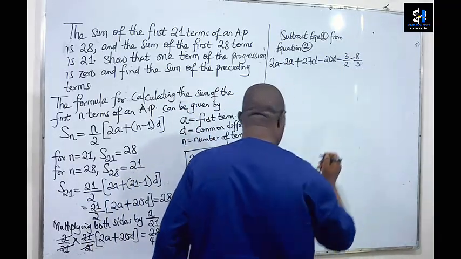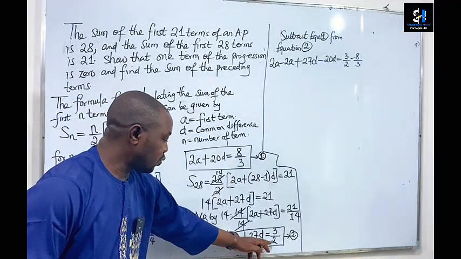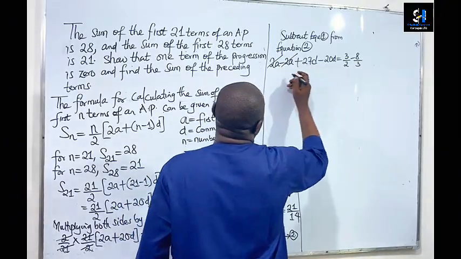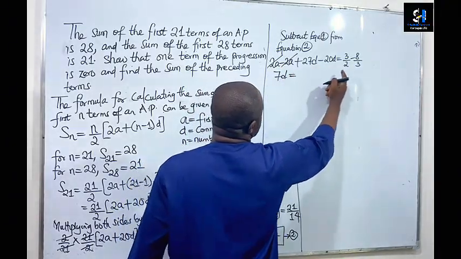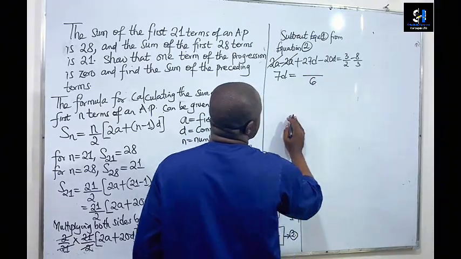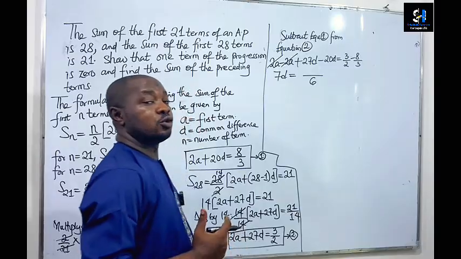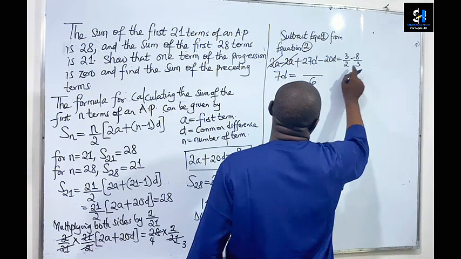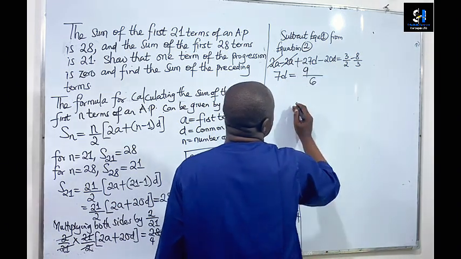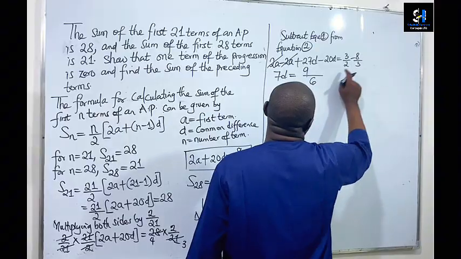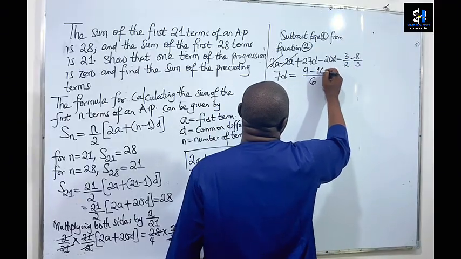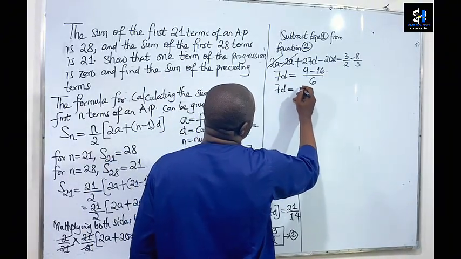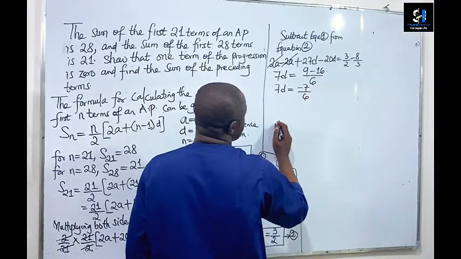minus 8 over 3. So 3 over 2 minus 8 over 3. So 2a minus 2a will be 0, and 27d minus 20d will be 7d. Now the LCM of 2 and 3 will be 6. 6 divided by 2 will be 3, 3 times 3 is 9. Then 6 divided by 3 will be 2, and 2 times negative 8 is minus 16. So 7d will equal minus 7 over 6.